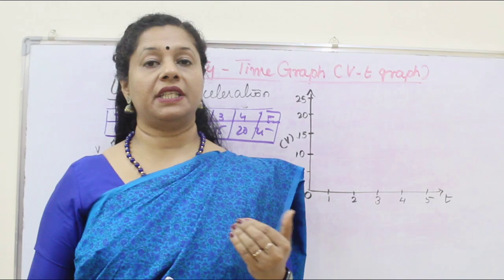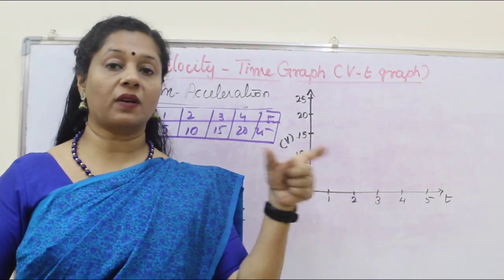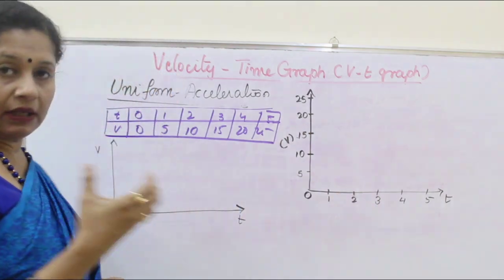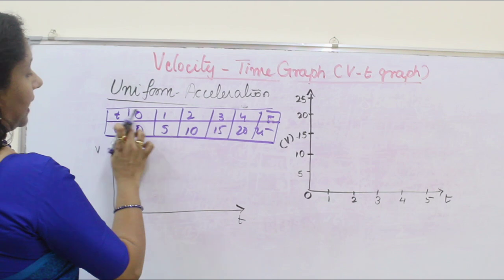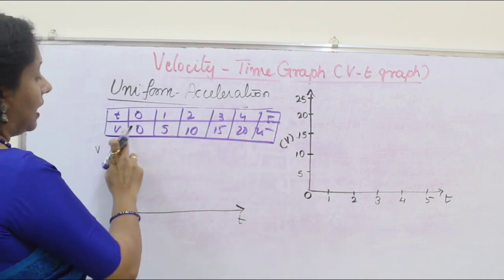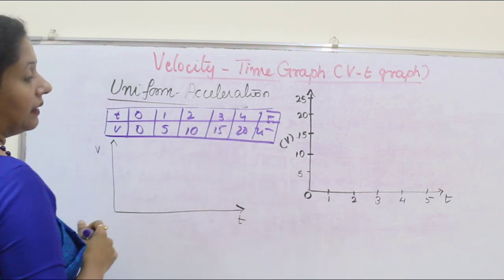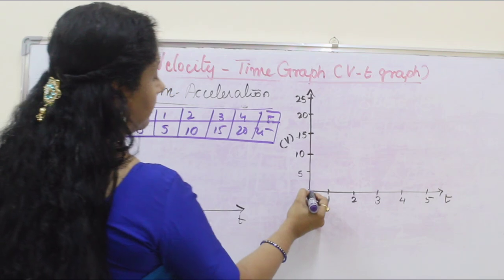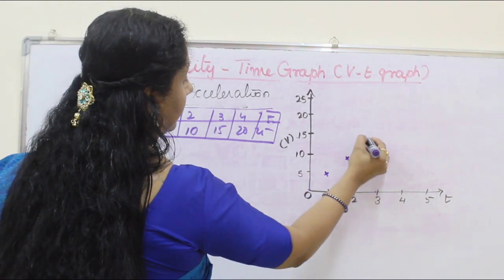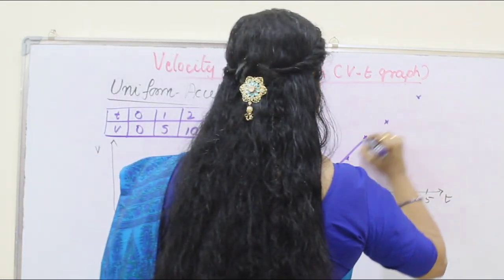Now we will see a VT graph for uniform acceleration. That means velocity is increasing at a constant rate at a constant interval of time, right? Equal amount in equal interval of time. So here you can see time is starting from 0, 1, 2, 3, 4, 5. That means at rest it is starting from 0 to 5, 10, 15, 20, 25. Equal intervals it is increasing. So if you mark that, first point is 0, second 1 it is 5, 2 it is 10, 3 it is 15, 4 it is 20, 5 it is 25. So we will get a straight line.